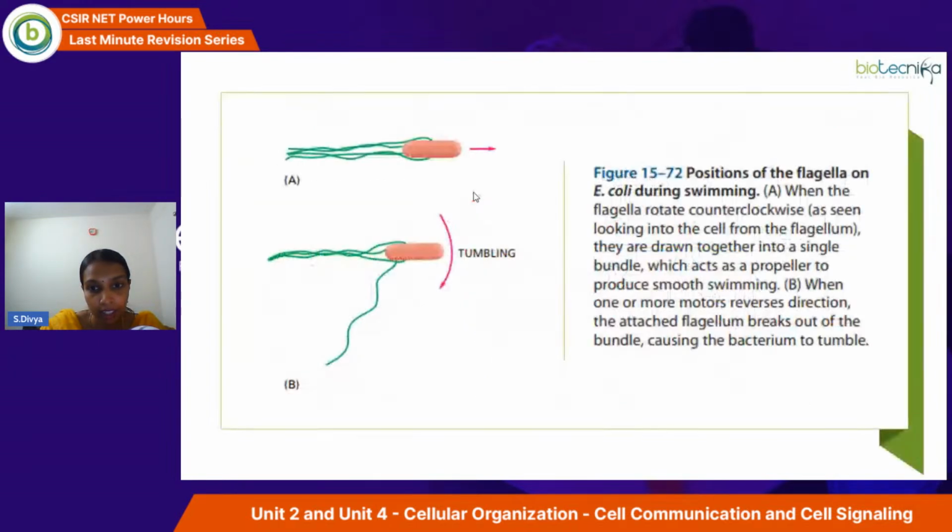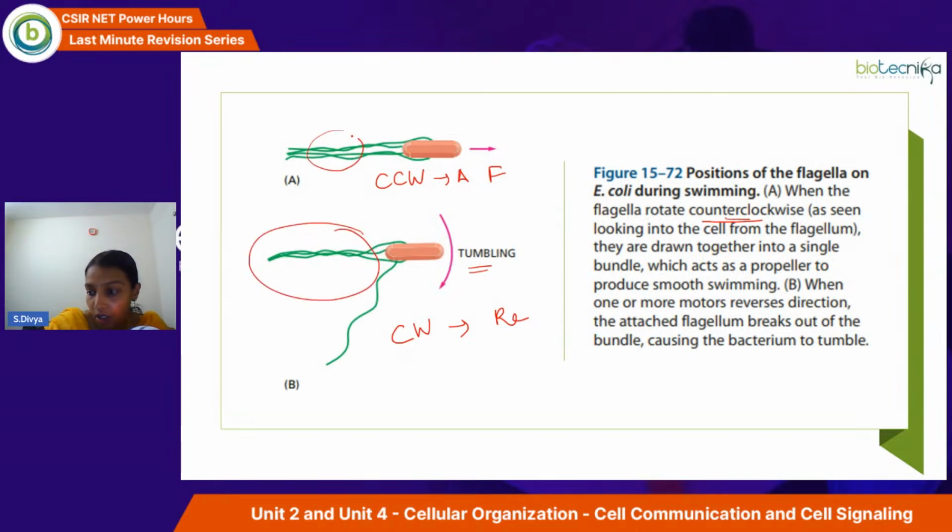Exactly, Suchitra. See, we have counterclockwise direction if attractant is there. That means if food is available. If the clockwise direction, then repellent is present. Tumbling occurs when all the flagella are not coordinating. But here all the flagella are coordinating.